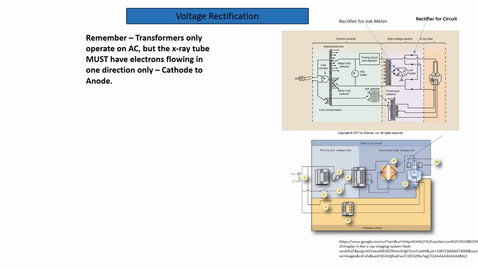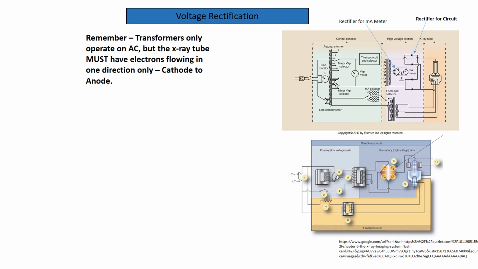The tube current, remember, is the flow of electrons from the cathode to the anode, and that has to be only in one direction. So therefore, after the step-up transformer, we have to have some device that is going to turn the AC into DC, and that's the job of the rectifier. Now, what does it mean to rectify something? To rectify something means to change it. And in this case, what we're going to be doing is changing the AC into DC.